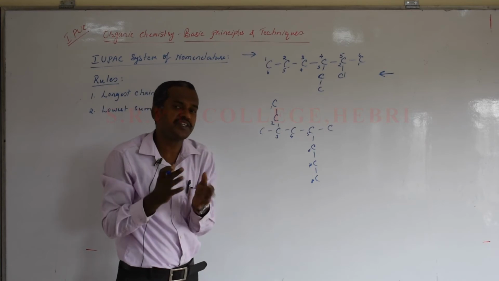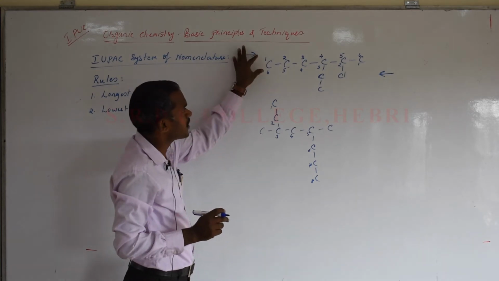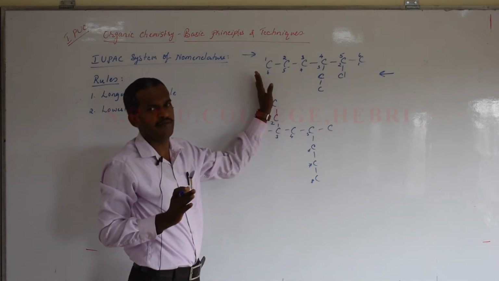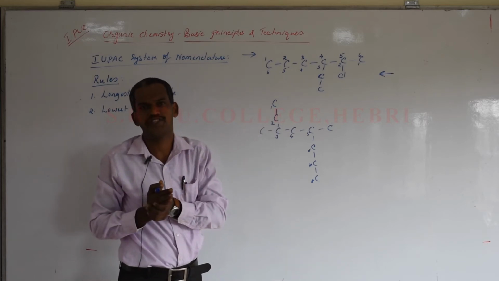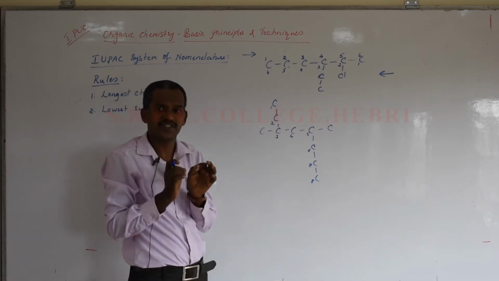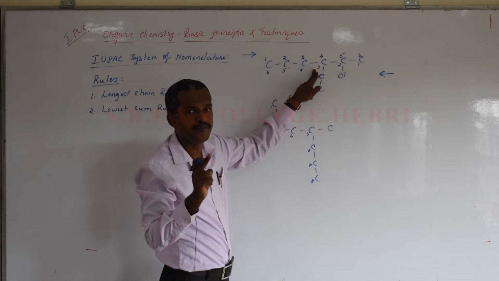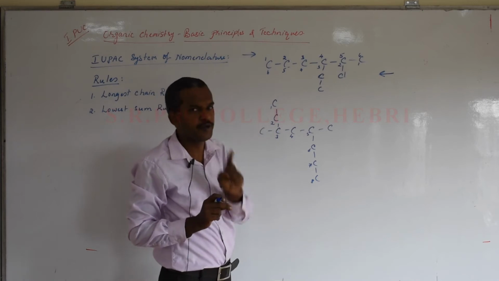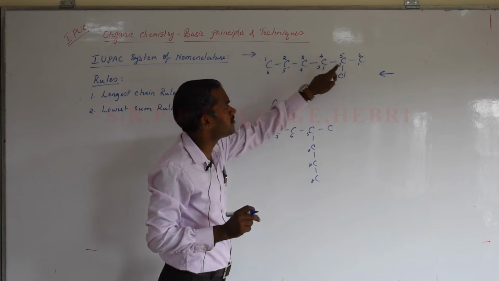Now, what is the significance of the second rule, that is the lowest sum rule? Even though it can be numbered from left to right and right to left, we will get the same number of carbon atoms. Only one is correct, only one is accurate among these two. Which is that? How to decide? As far as the second rule, the lowest sum rule, try to understand: the sum of positions of the substituents in both the directions. Are you getting what I am telling? I'll repeat. See the position of the substituents.